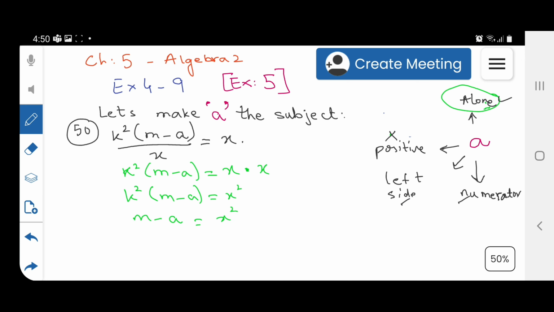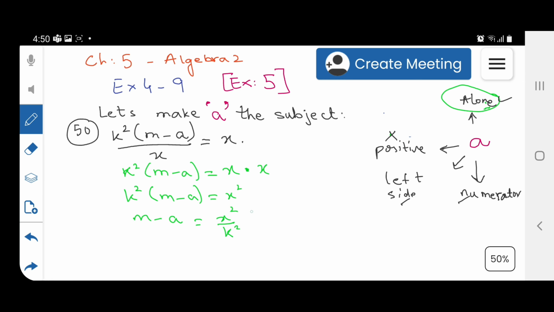X square by K square. Now let's see how we can make this A as positive. Here we have two options. Either we keep this A on the left side and send M on the other side, or we can make this A positive by sending it on the other side, because here it is in the form of division, subtraction.